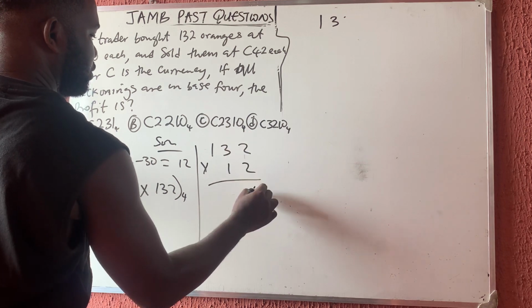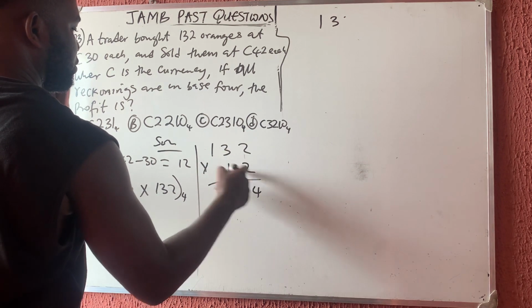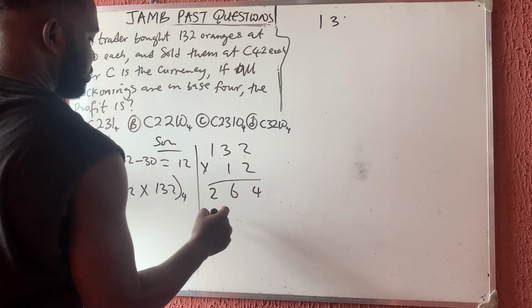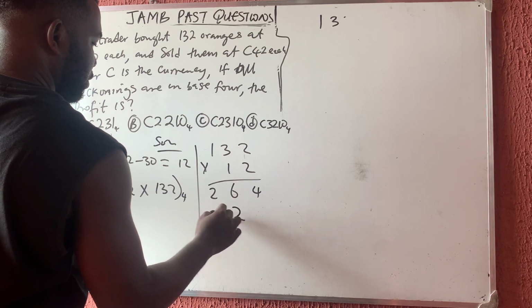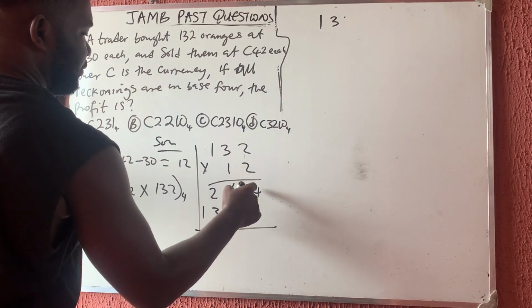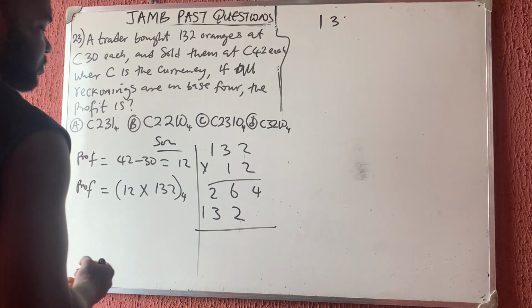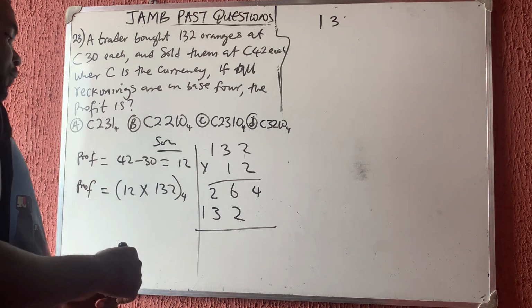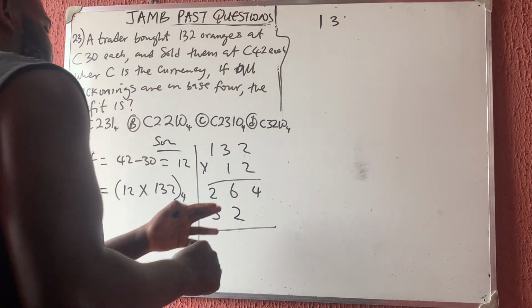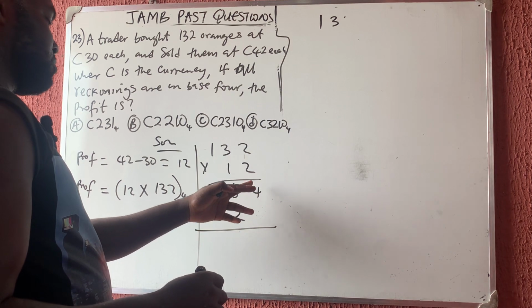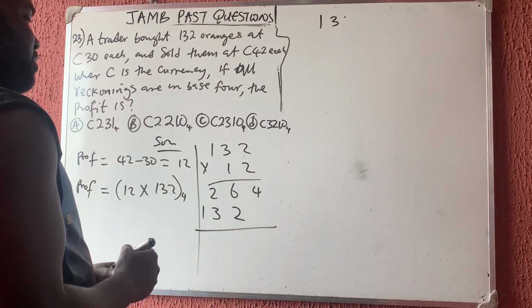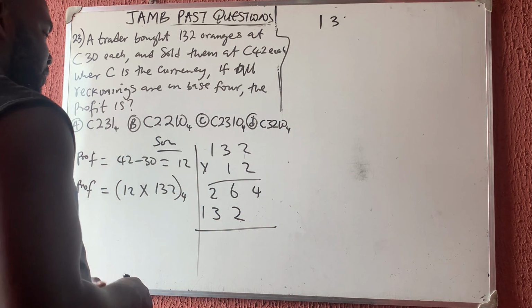So 2 times 2 is 4. 2 times 3 is 6. 2 times 1 is 2. 1 times 2 is 2, 3, 1. So if we add, you bring down 4. Okay, this is 4.